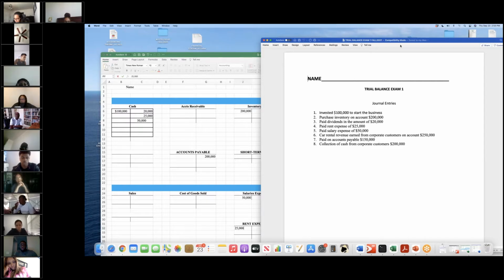Let's go on to journal entry 6, car rental revenue earned on account from corporate customers. What is our type? Collections of accounts receivable. We haven't collected anything. We earned it.